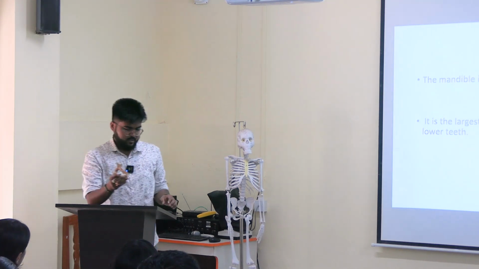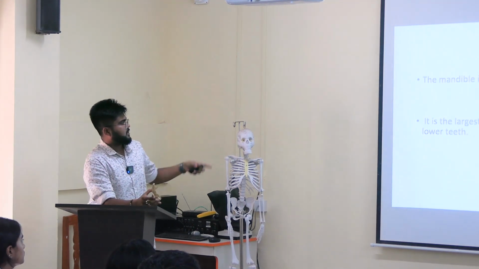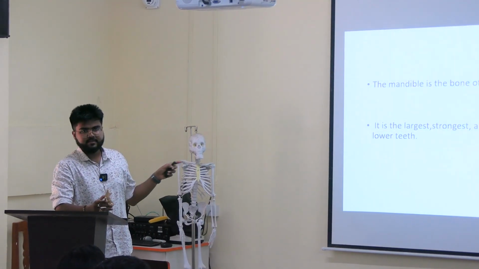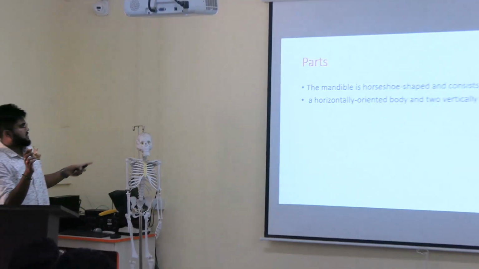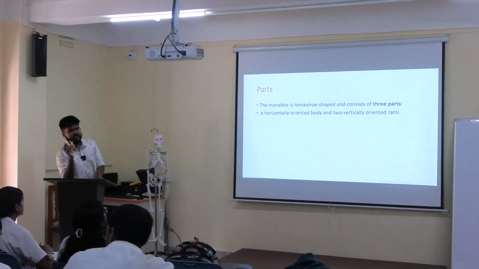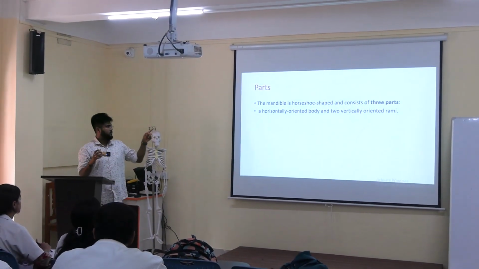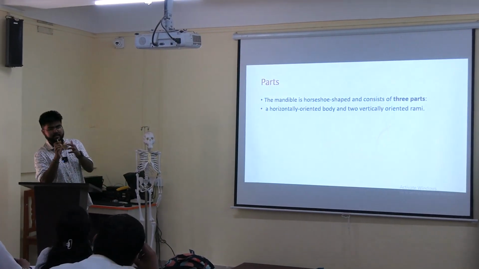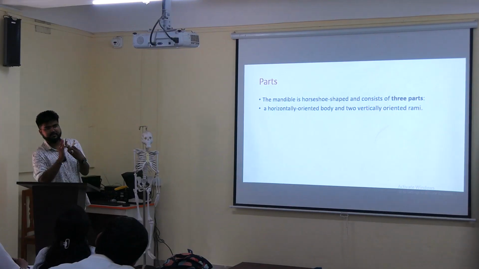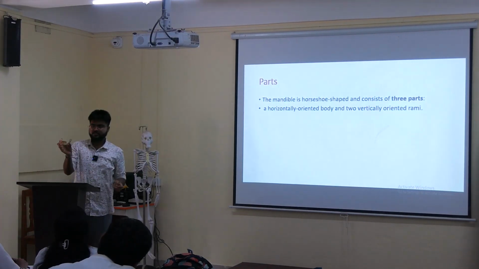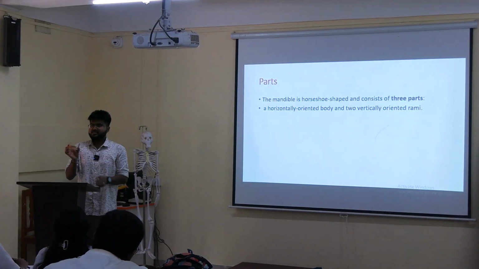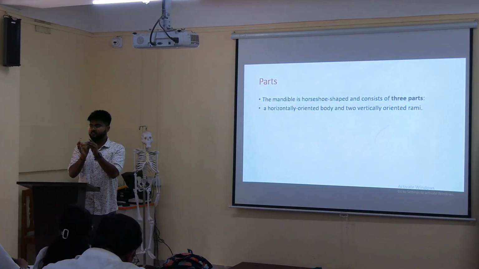Now this is the largest, strongest and lowest bone of the face and mainly bears the lower teeth. Next, the parts. There are mainly two parts. See, one horizontally oriented body, and there are two rami, right ramus and left ramus. So this is the anatomical position. Always remember the body is always horizontally present and the ramus is vertically present.